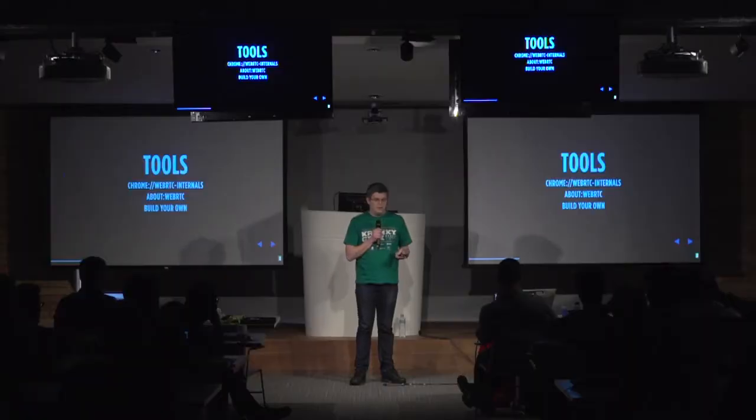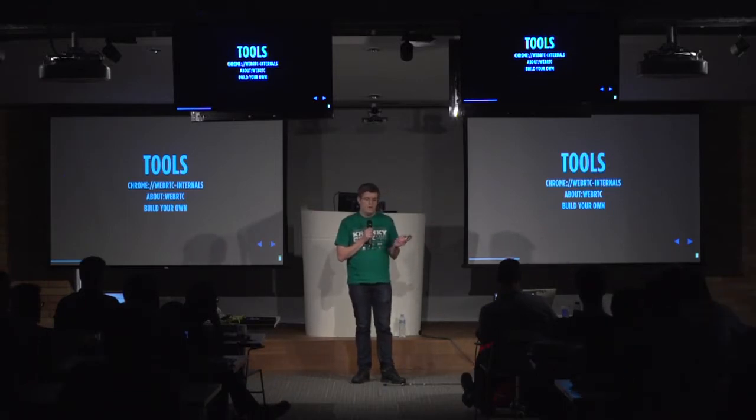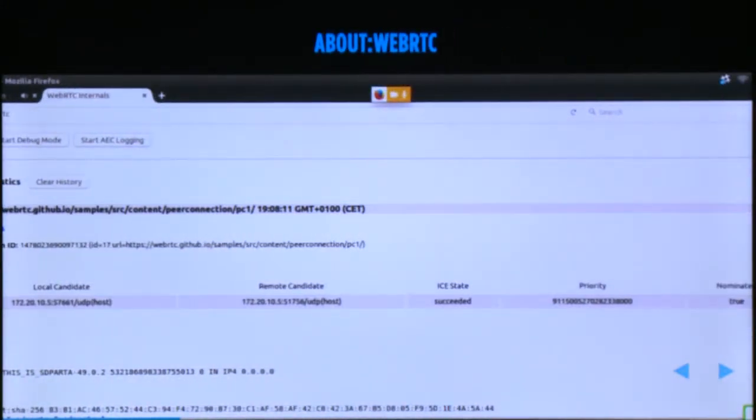So in terms of tools, there is, most importantly, Chrome's WebRTC internals page. Firefox has a page about WebRTC. And most likely, you will end up building your own solution or use a service like Varun's. Firefox's page is very basic compared to Chrome's page. It shows you all the connections that are currently active. It shows you the SDP. And it shows you how the connection is established. So it shows the ICE candidates and their state.